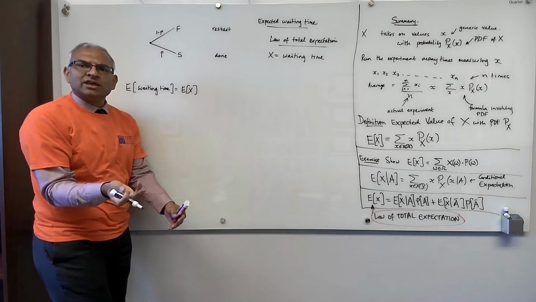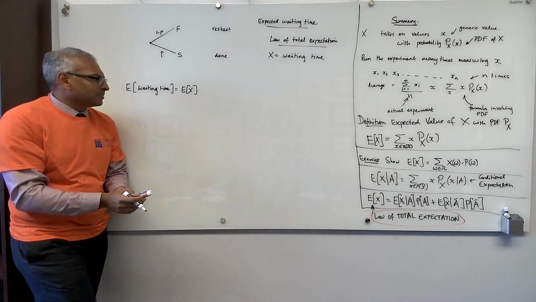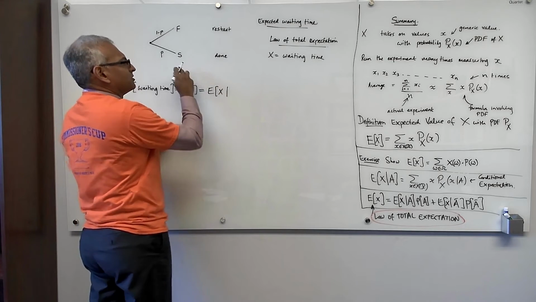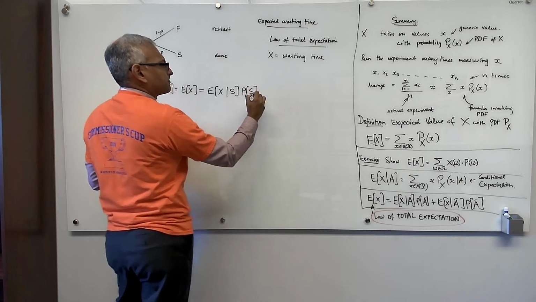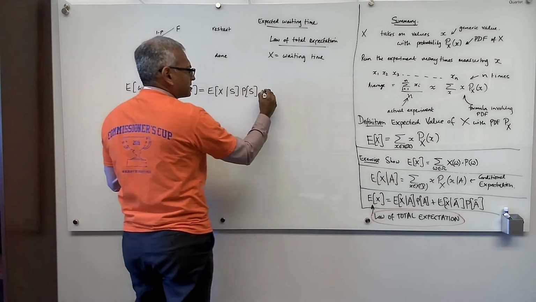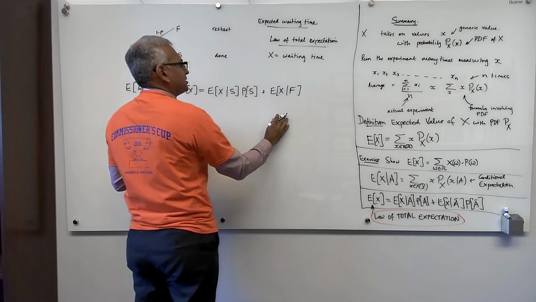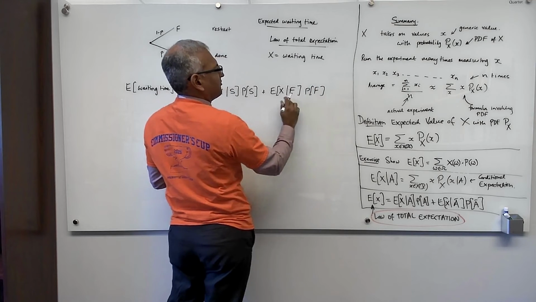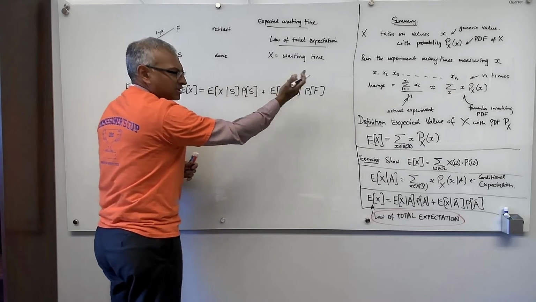And we'll break it down into two cases. You can use total expectation with more than two cases, but most commonly we break it down into two. So this is the expected waiting time if you succeed, times the probability of success, where case one is you succeeded on your trial, plus the expected waiting time given that you failed, times the probability of failure. The complement of success, you didn't succeed, is basically you failed.